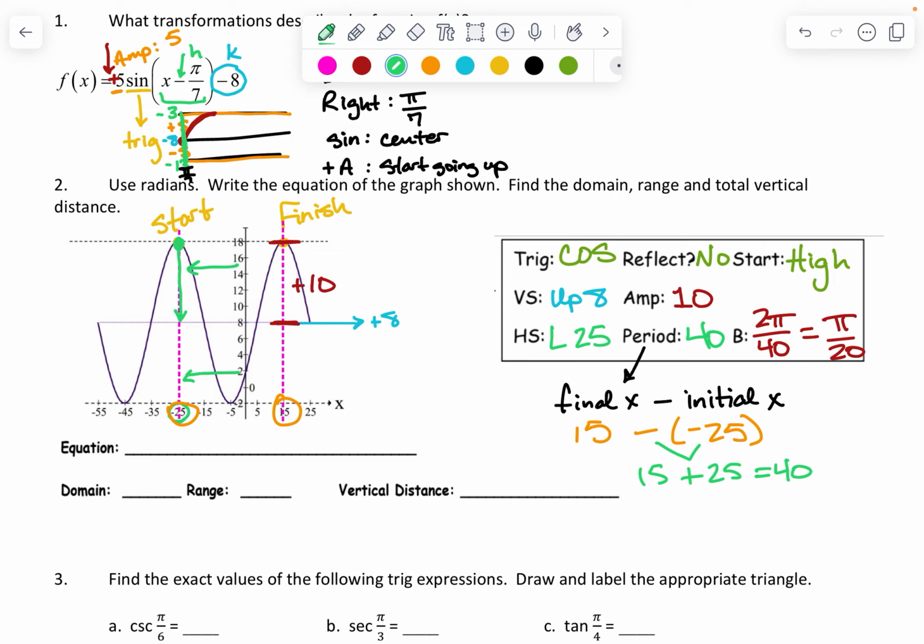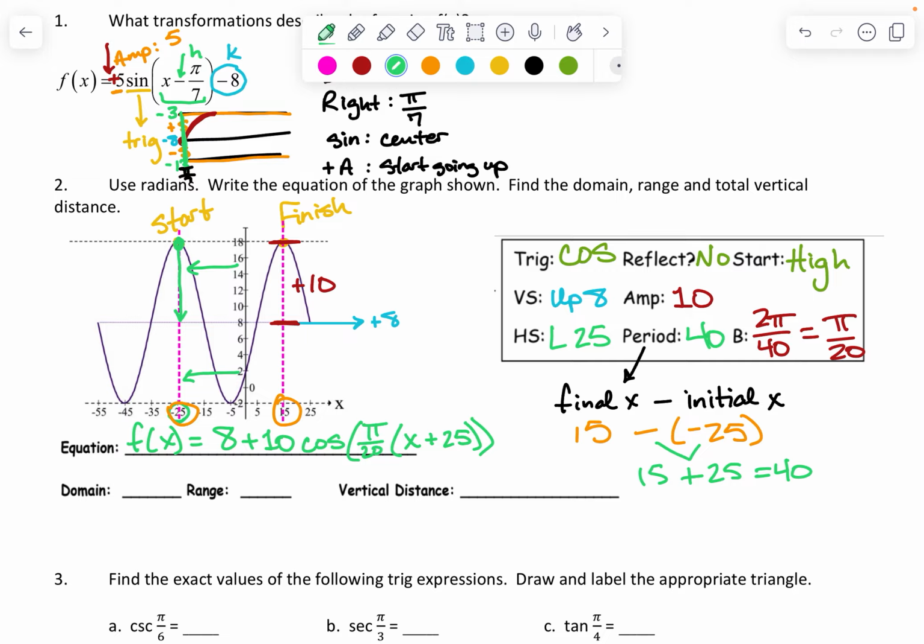So our equation for this particular wave is going to be f of x equals k, which is our vertical shift, so 8, plus or minus, this has not been reflected, so we're going to say plus our amplitude, which is 10, our trig function, which is cosine, then we're going to open our parentheses, we're going to put our b value, which is pi over 20, and then we're using radians, so we're going to use x, and we went left, so this is going to be x plus 25, and close our parentheses, and that is our equation for this particular wave.